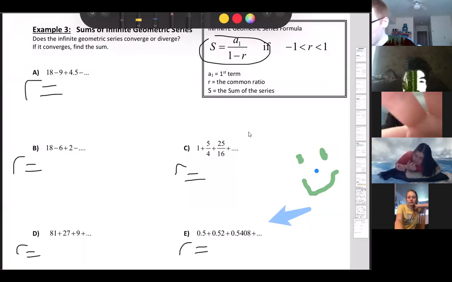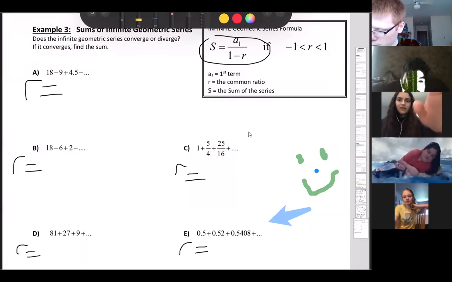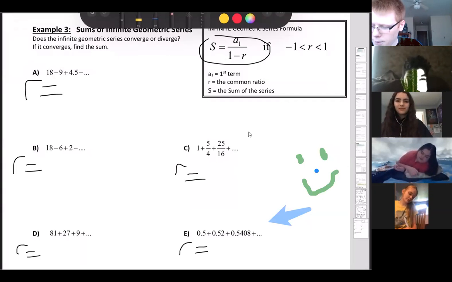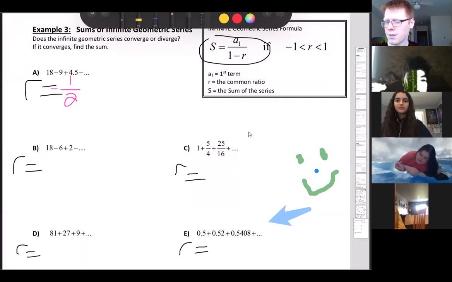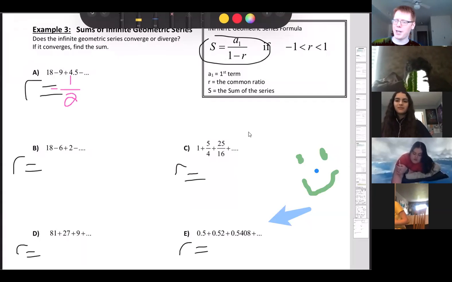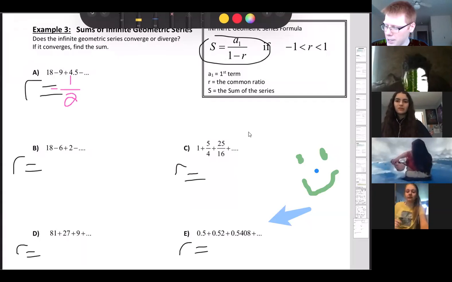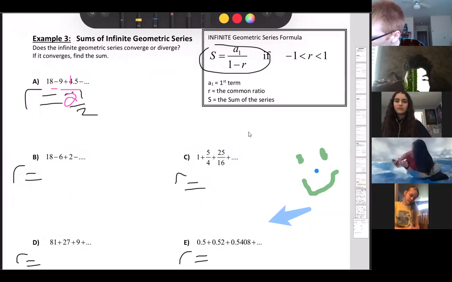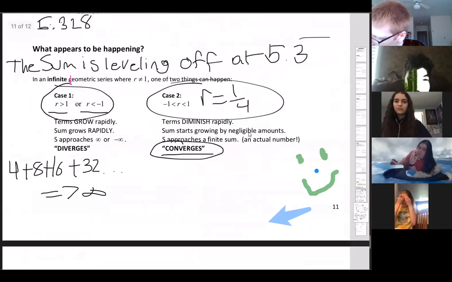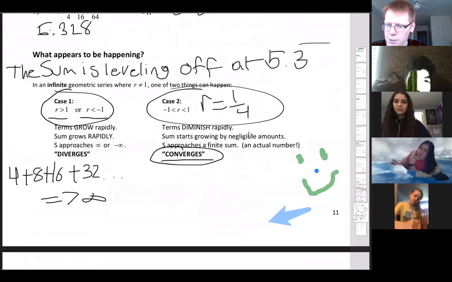So for example, on part A, what would your r value be? How do you go from 18 to -9 to positive 4.5? What do you multiply by? Or what's happening to the numbers? -1/2. So you're dividing by 2, but you really want to write it as a fraction, so it would be -1/2. Looking above, -1/2 would fall in the converge case too. So that's going to converge.